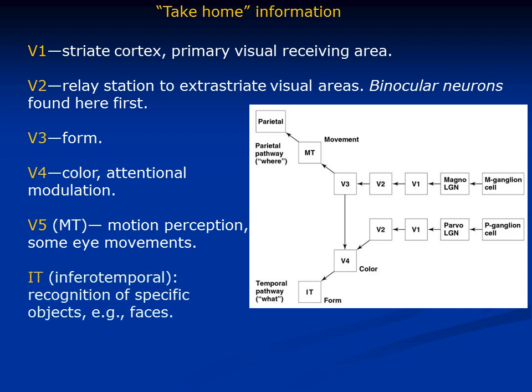And then area IT, you see at the bottom there, inferotemporal. This is the face area. Specific objects, for instance faces, and that specific area, the fusiform face area, is a subset of a little chunk inside of inferotemporal that allows for perception of faces. Hopefully that made sense in terms of the extrastriate areas. We're going to move on in this slide presentation.